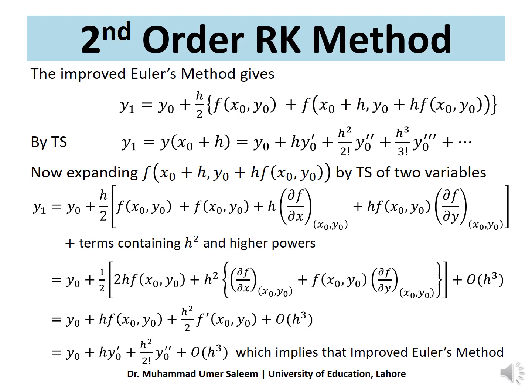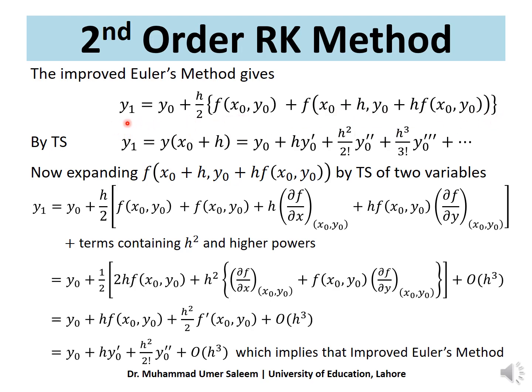So now the second order RK method. We know the improved Euler method formula is y1 is equal to y naught plus h by 2 times f of x naught, y naught, plus f of x naught plus h, y naught plus h f of x naught, y naught. You know this from the last lecture.